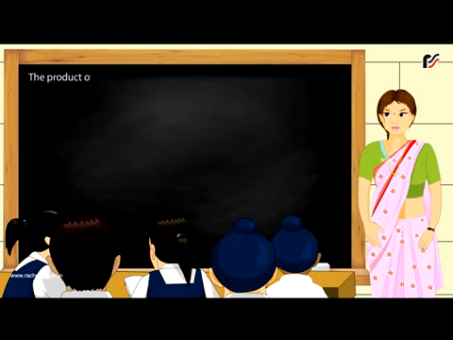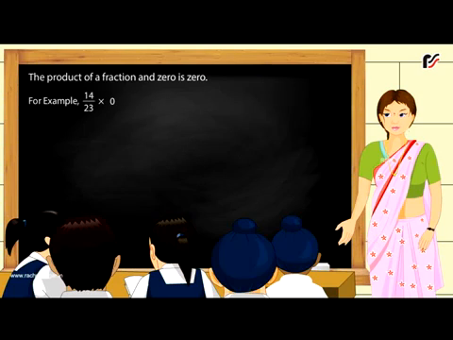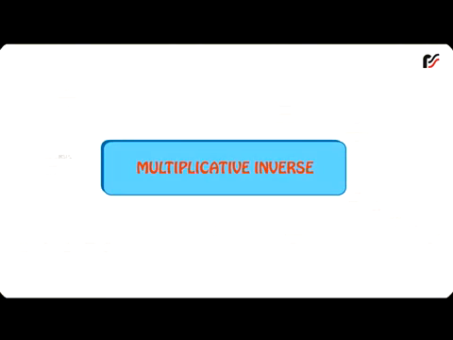The product of a fraction and 0 is 0. For example, 14/23 multiplied by 0 is equal to 14/23 multiplied by 0/1, which is equal to the product of 14 and 0 divided by the product of 23 and 1, which is equal to 0/23, which is equal to 0. Multiplicative inverse.